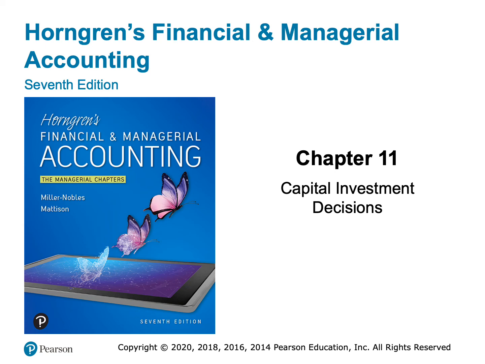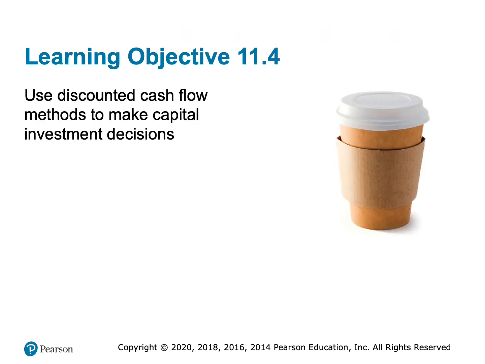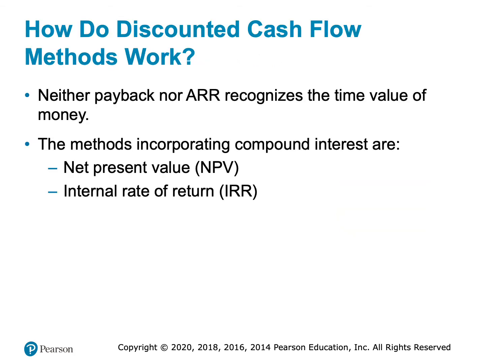All right, so let's look at this last unit, our last video together. We're going to look at the two discounting cash flow methods that we use to evaluate capital budgets, make capital investment decisions: net present value and internal rate of return.